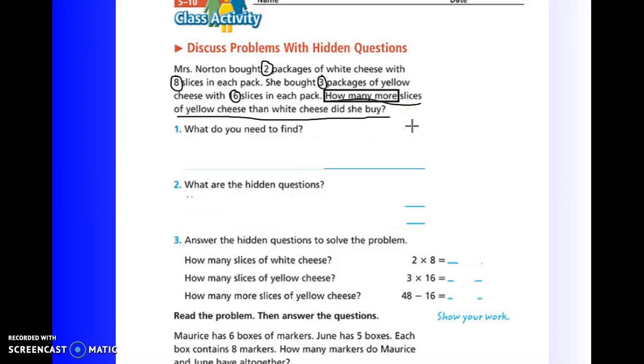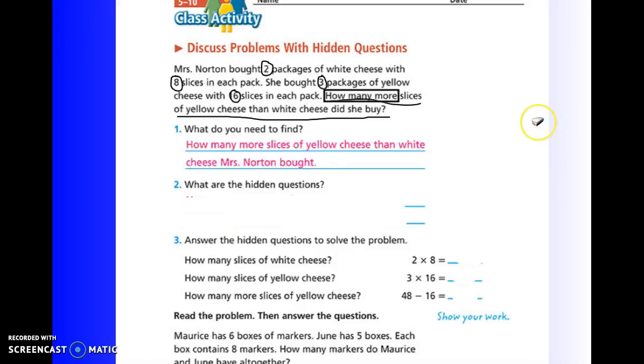All right? So now that I have all the key things circled and underlined and boxed, I'm going to go ahead and evaluate this question. So, what do I need to find? Well, I need to find how many more slices of yellow cheese than white cheese did she buy, right? That's what we're trying to find. So the hidden questions are information that you need to find in order to figure it out. One thing I need to figure out is how many pieces of white cheese she has, because she has 2 packages that each have 8 slices. And I also need to figure out how many pieces of yellow cheese she has. Those are the 2 things that I need to figure out: how many slices of yellow cheese does she have, and how many slices of white cheese does she have?